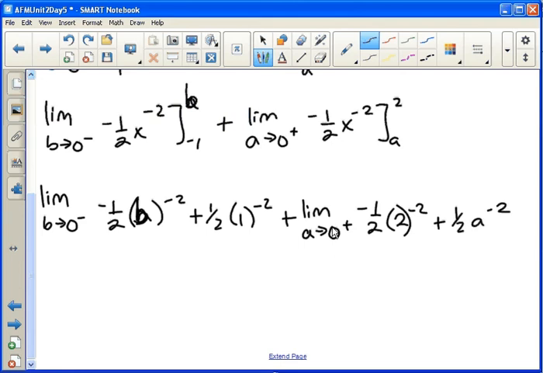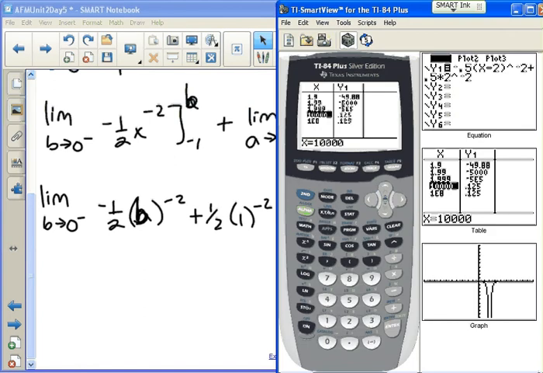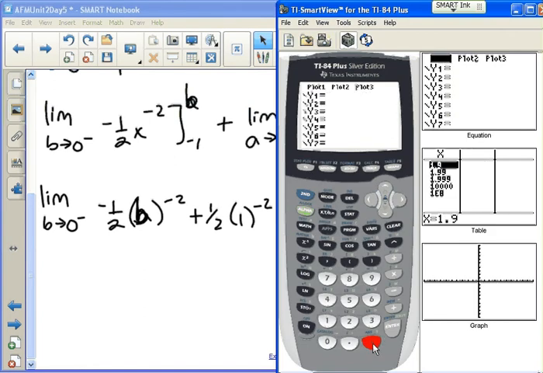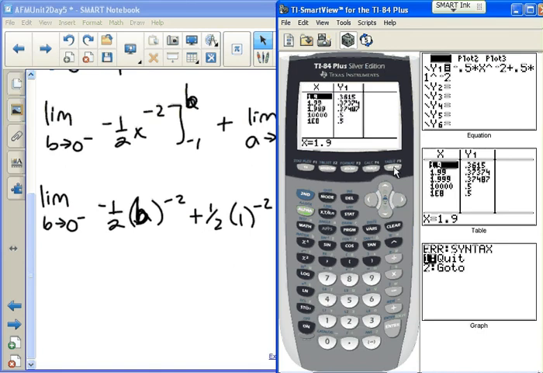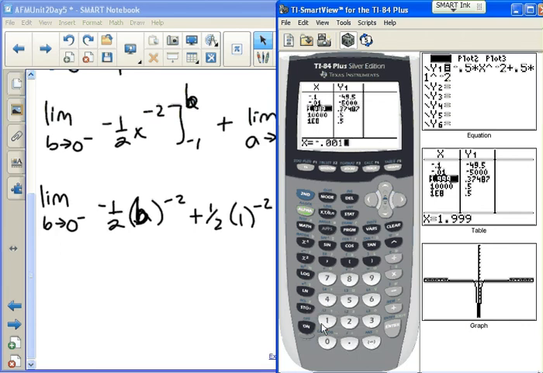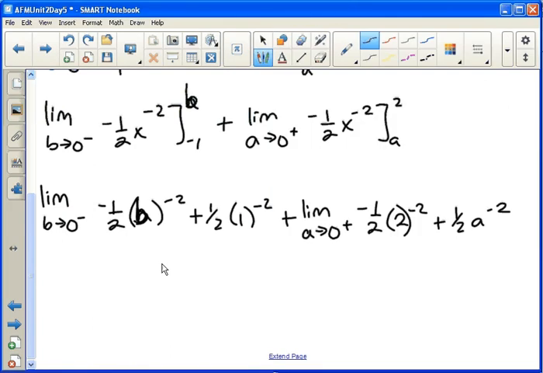So let me pull up the calculator. For this first one, we'll have -1/2 times x to the -2 plus 1/2 times 1 to the -2. And I want to see what's going to happen as I approach 0 from the left. So it'll be -0.1, -0.01, -0.001, and so on. It appears very clearly we're heading toward negative infinity, which you can pretty much stop there and know you're going to diverge, but we'll go ahead and do the other half just to make sure.